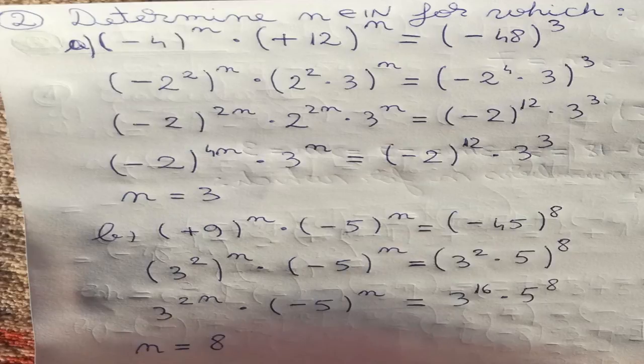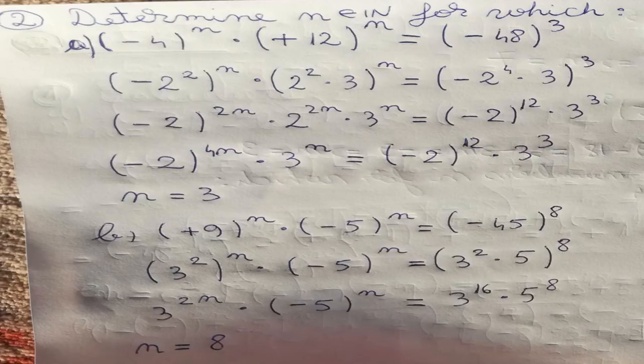(+12)^n can be written as (2^2 times 3)^n. And (-48)^3 can be written as (-2^4 times 3)^3.